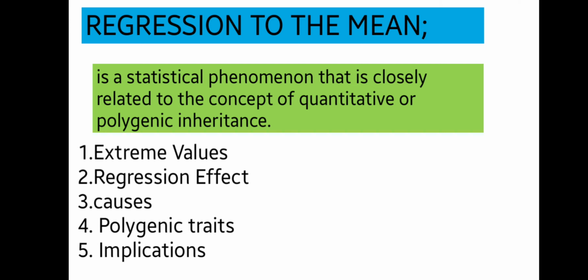Regression to the mean is a statistical phenomenon that is closely related to the concept of quantitative or polygenic inheritance. Under regression to the mean, there are 5 points. First is the extreme values, second is the regression effect, third is the causes, fourth is the polygenic traits, and fifth is the implications.